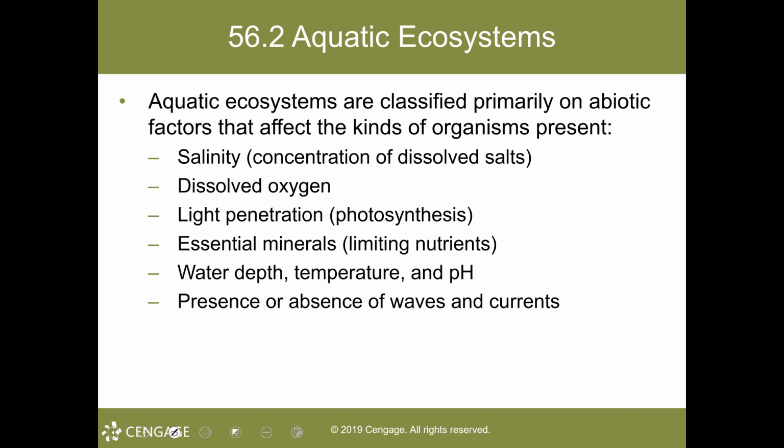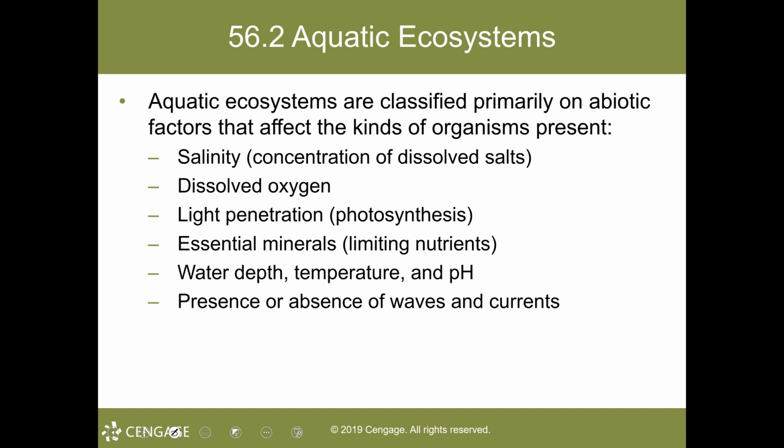Because water greatly interferes with the penetration of light, floating aquatic organisms that photosynthesize remain near the water's surface, and the vegetation attached to the bottom grows only in shallow water. In addition, low levels of essential minerals often limit the number and distribution of organisms in certain aquatic environments. Other abiotic determinants of species composition in aquatic ecosystems include water depth, temperature, pH, and the presence or absence of waves and currents.